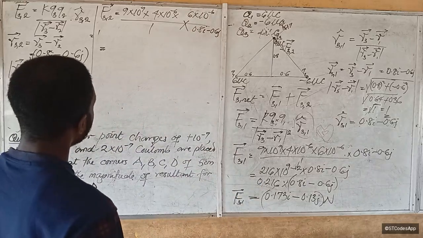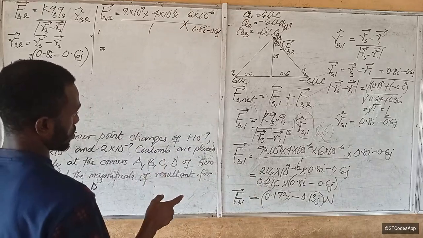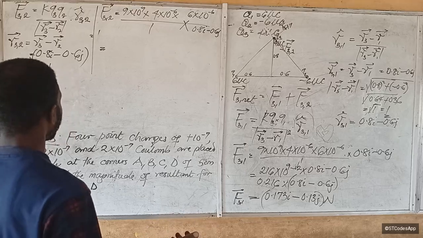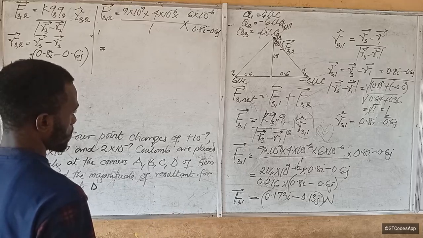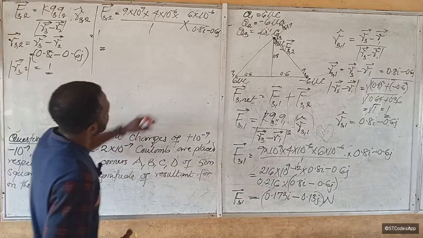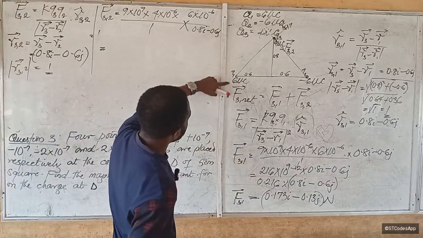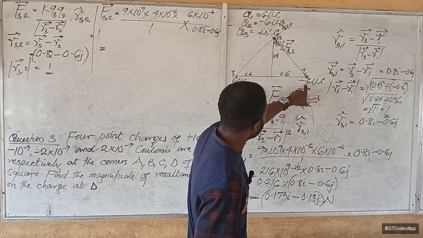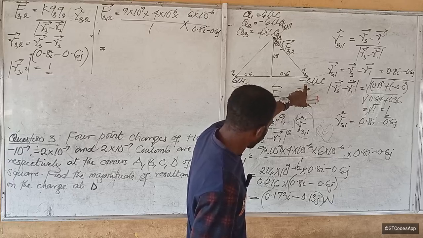0.216. Yes, it's exactly the same thing. I think there's a mistake somewhere, because I did exactly the same. This is 6 microcoulomb, this is minus 6.